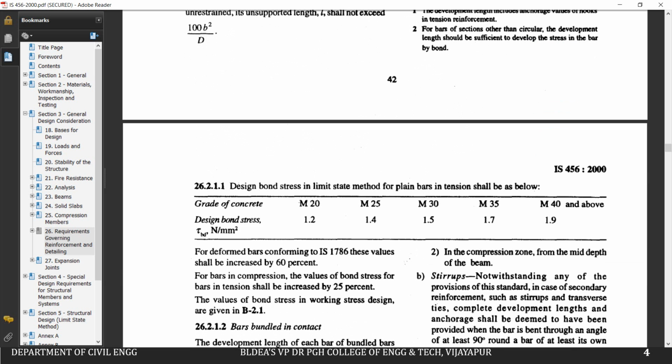That is given in Table 26.2.1.1, which gives the design bond stress in limit state method for plain bars in tension. They have given the different grades of concrete, M20, M25, M30, M35 and above, and for each the value of tau bd, the design bond stress. For M20 it is 1.2, for M25 it is 1.4, and similarly for M40 it is 1.9.